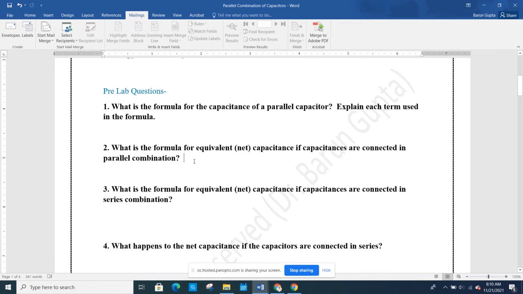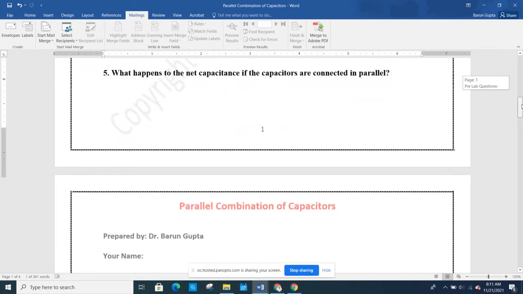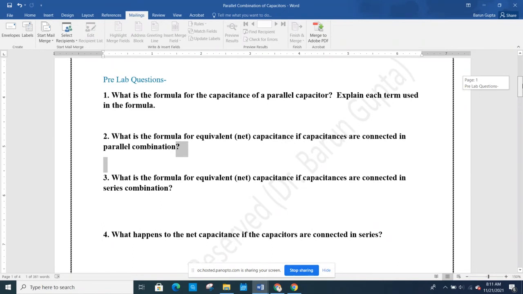What is the formula for the equivalent capacitance or net capacitance if they are connected in parallel combination? If the capacitors are connected in parallel combination, the net capacitance is always an algebraic sum, or a scalar addition, of all individual capacitors. So you have to write down all the answers here. Again, as I said, you can find all the answers from the lecture videos.